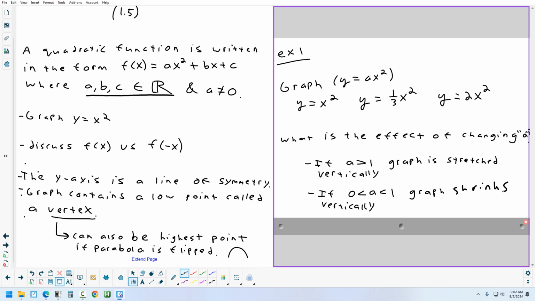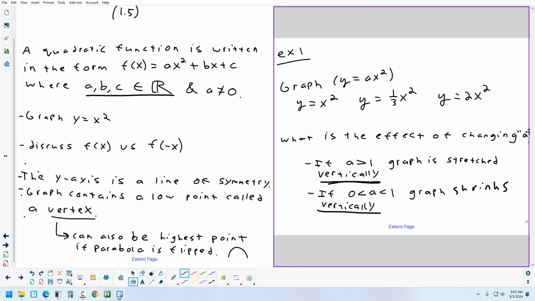Generally, whenever you're doing something that affects a graph vertically, it's more common sense. What you see happening with the numbers is what actually happens in the picture. When we start doing things like left and right, it doesn't make as much common sense. It's usually backwards. But for things that are vertical, bigger numbers will stretch it bigger. Small numbers like decimals will shrink it down smaller. Okay, any question on that?